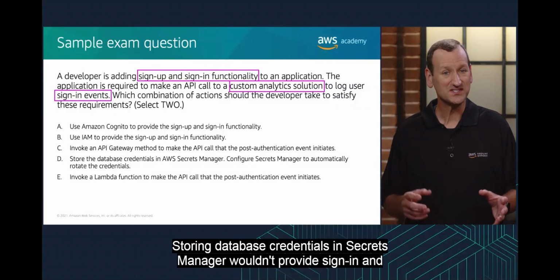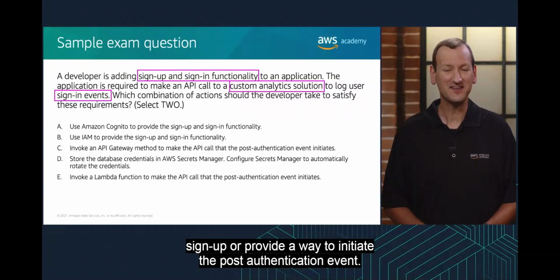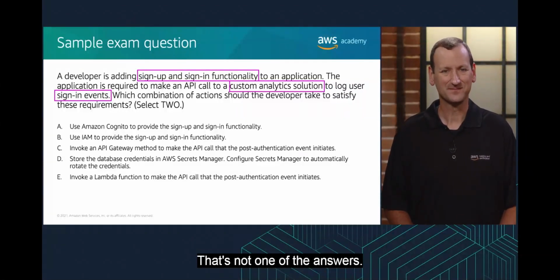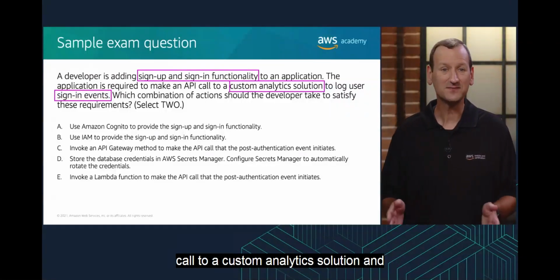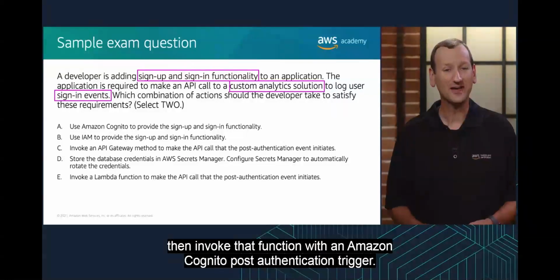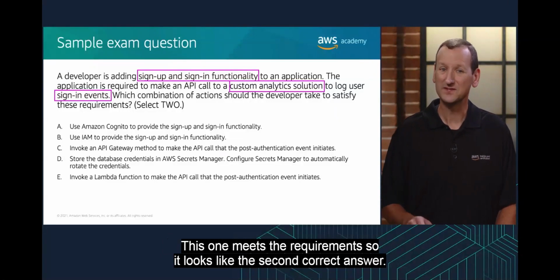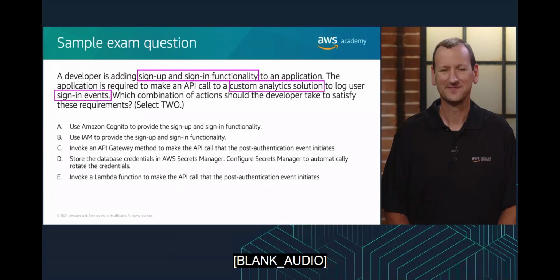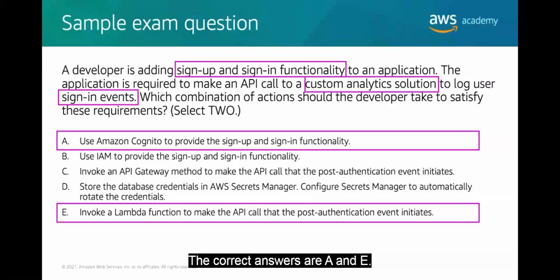That's not an answer. Storing database credentials in Secrets Manager wouldn't provide sign-in and sign-up or provide a way to initiate the post-authentication event. That's not one of the answers. For the last option, a developer could create a Lambda function to make an API call to a custom analytics solution and then invoke that function with an Amazon Cognito post-authentication trigger. This one meets the requirements, so it looks like the second correct answer. We were right. The correct answers are A and E.